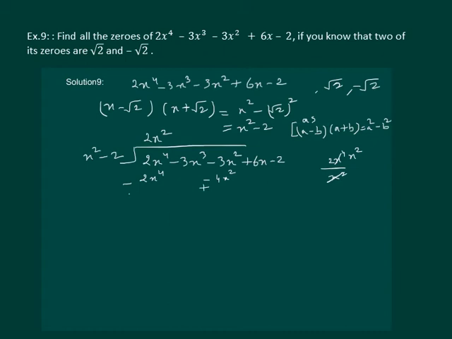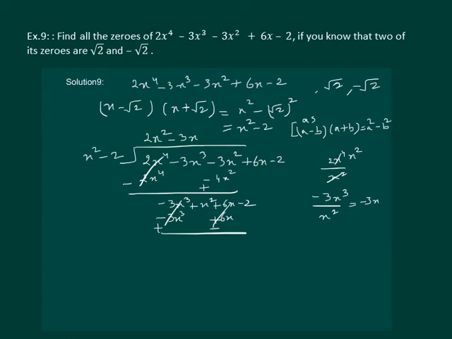Change the signs and get minus 3x cube plus x square plus 6x minus 2. Again get the second term of the quotient, minus 3x cube divided by x square will give us minus 3x. So the next term is minus 3x. Again multiply with the divisor and change the signs.